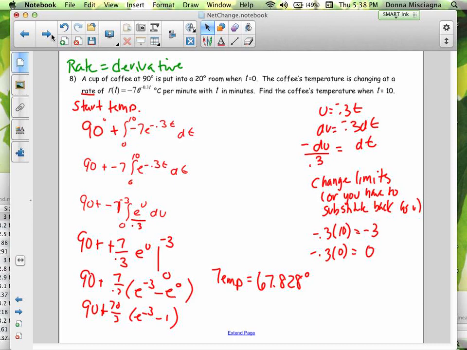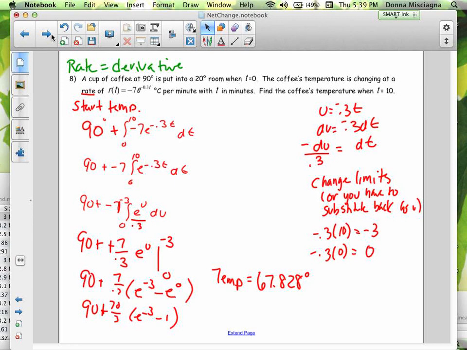So we have 90 plus 7/3 times e to the negative 3, I'm just evaluating now, minus e to the 0. Now it's a calculator problem, except e to the 0 is 1. You just plug that into your calculator and add it together. And by the way, negative 1 is greater than e to the negative 3. All right, and so there we go.